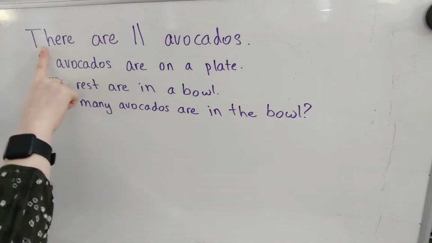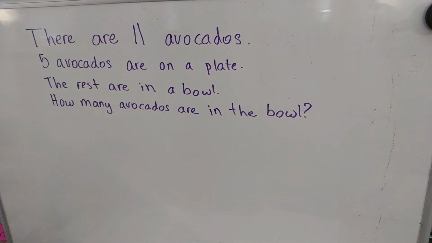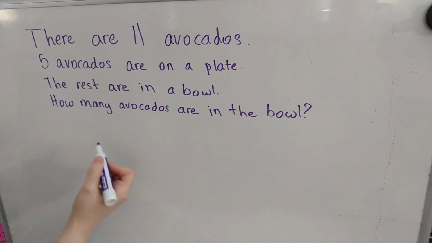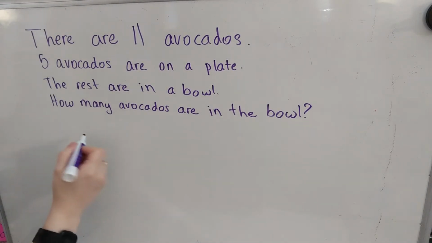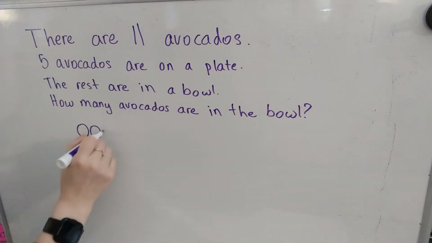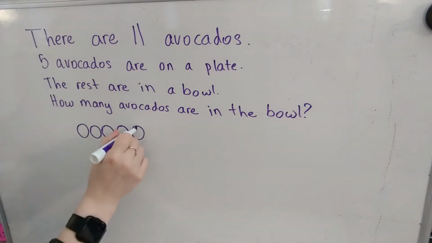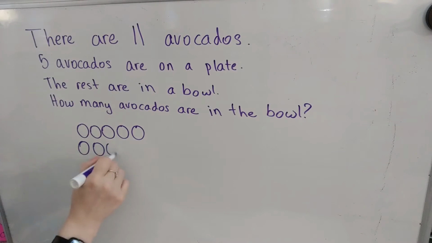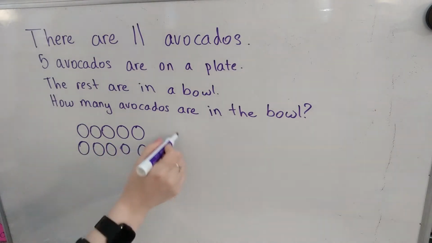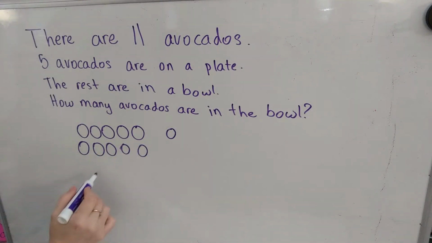The first sentence, there are 11 avocados. Okay, so I understand there's 11 avocados. I'm going to show a picture of the 11 avocados. 1, 2, 3, 4, 5, 6, 7, 8, 9, 10, 11 avocados. And I'm going to write down the number 11 avocados.